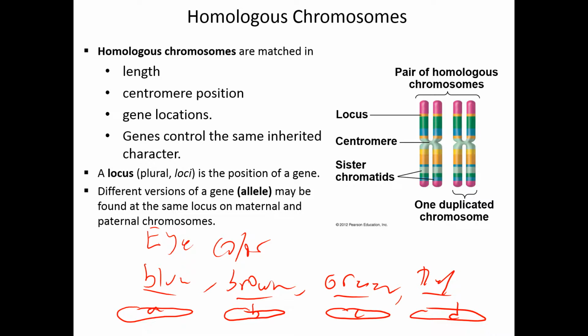So homologous chromosomes encode for the same characteristics, but homologous chromosomes don't necessarily encode for the same traits. That means you can have different alleles between homologous chromosomes.